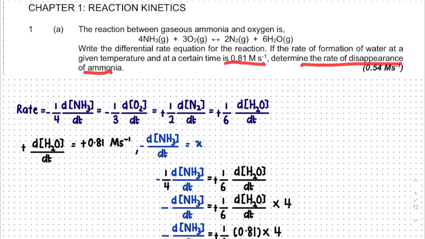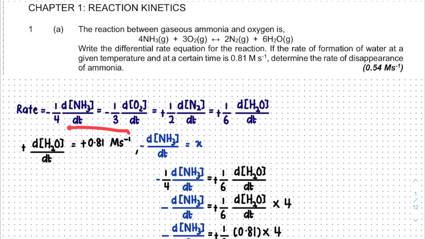Next question: if the rate of formation of water is 0.81 molar per second, determine the rate of disappearance of ammonia. Okay, from the information given, the rate of formation is positive. It's easy to see from our equation that it's a product, so it must be positive. Next, they ask for the rate of disappearance of ammonia. Ammonia is our NH3 here. Disappearance means that it will be a negative sign.